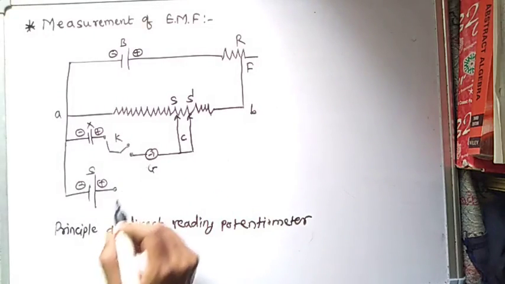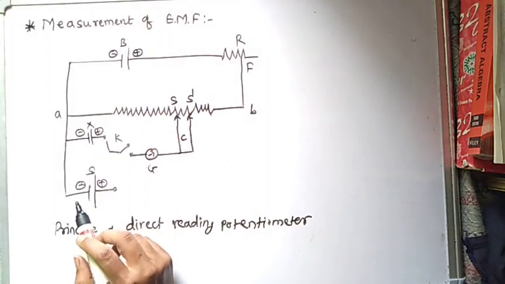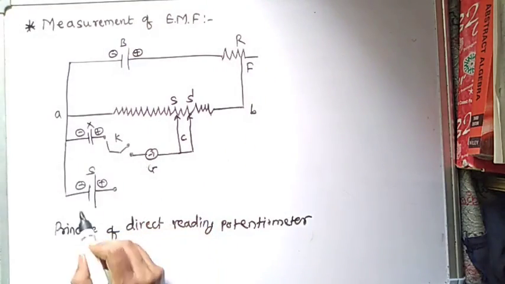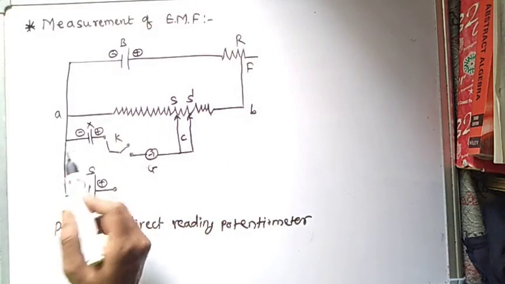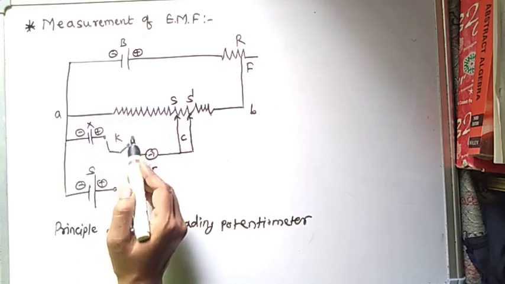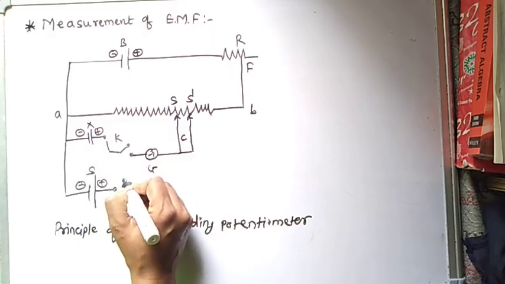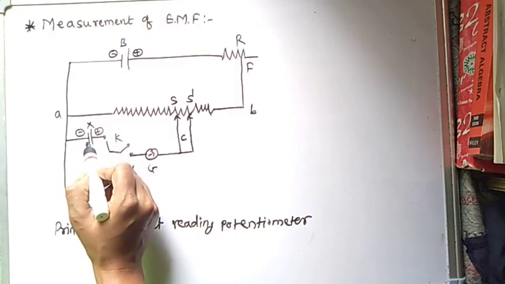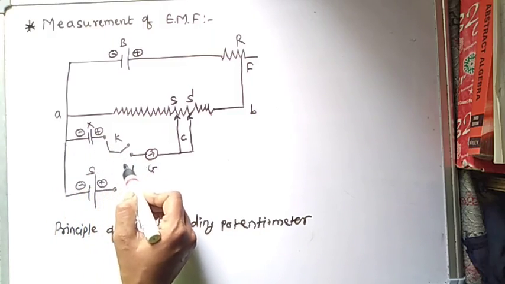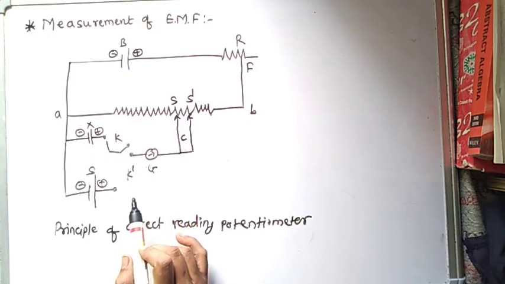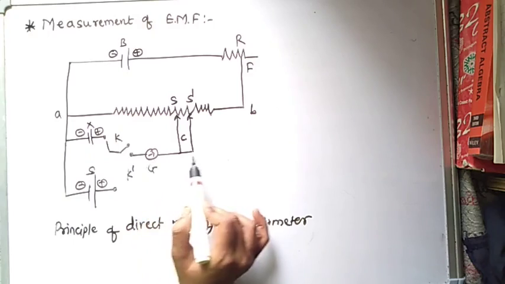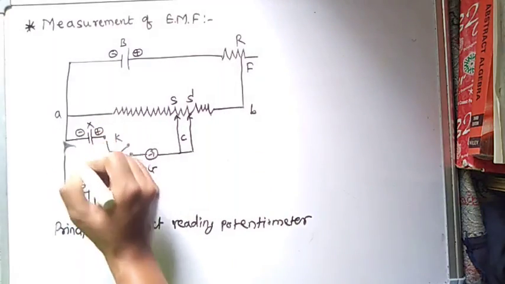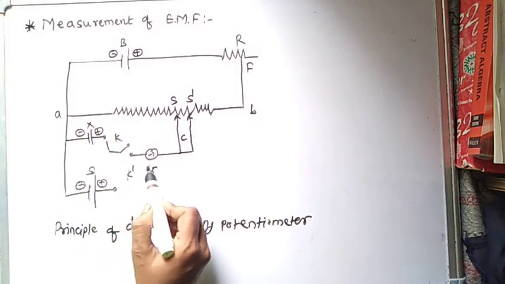The constant EMF of B is thus impressed across AB through a variable resistance R. The positive pole of the cell X is connected through a two-way key, that is K, and a tapping key K prime, and a sensitive galvanometer G, to a sliding contact C that can be moved along AB, and the negative pole is connected to A.